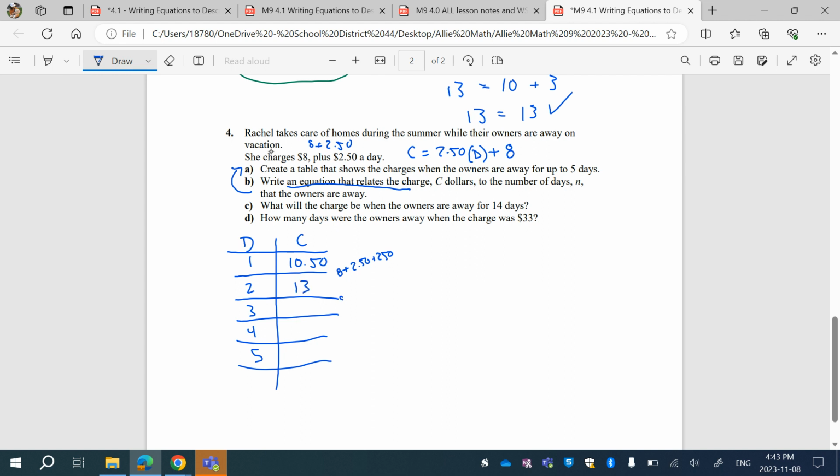For 3 days, you have the $8 plus $2.50 plus $2.50 plus $2.50. So that's $7.50, which gives us $15.50. So now each time we're just going up by $2.50. So our next one would be $18, and our next one would be, I think, $20.50.